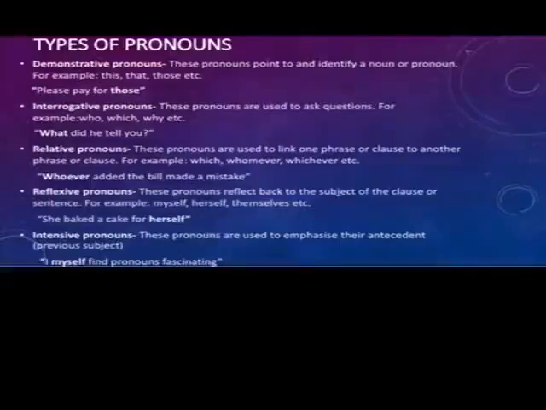Intensive pronouns. These pronouns are used to emphasize their antecedent, that is, previous subject. I myself find pronouns fascinating. Here, myself acts as an intensive pronoun. With this, we come to the end of our topic, which is pronouns, and we shall be moving to the next part.